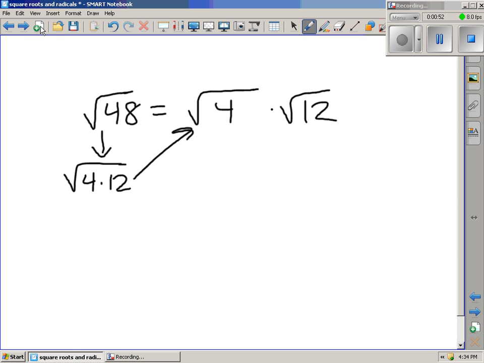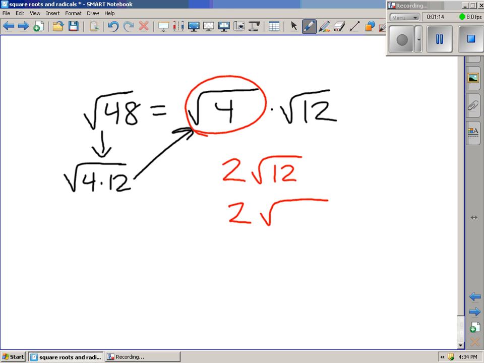From here, you can ask yourself, what number multiplied by what number is equal to the number underneath the square root? And that answer is 2. 2 times 2 is equal to 4. So we simplify that portion. From here, the book shows, all right, we have 2 times the square root of 12. We can continue to simplify.